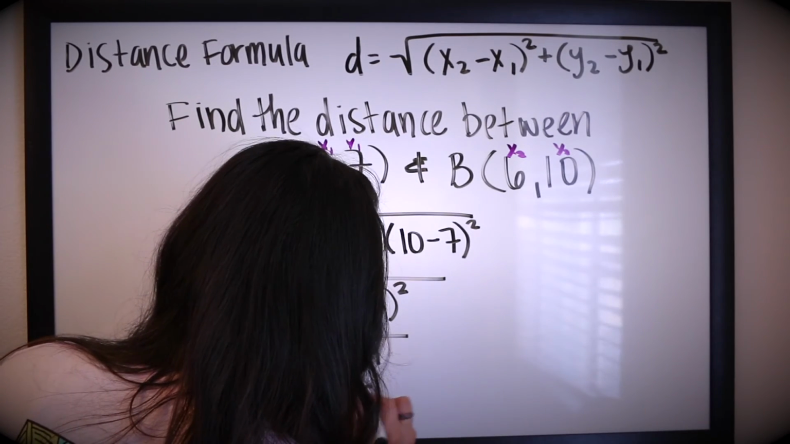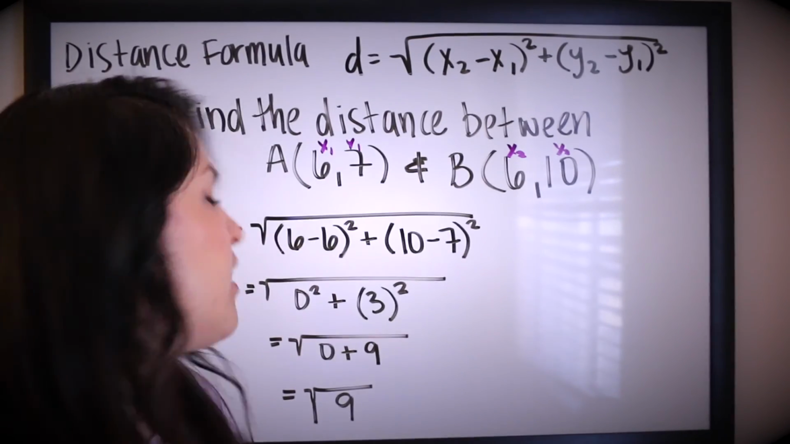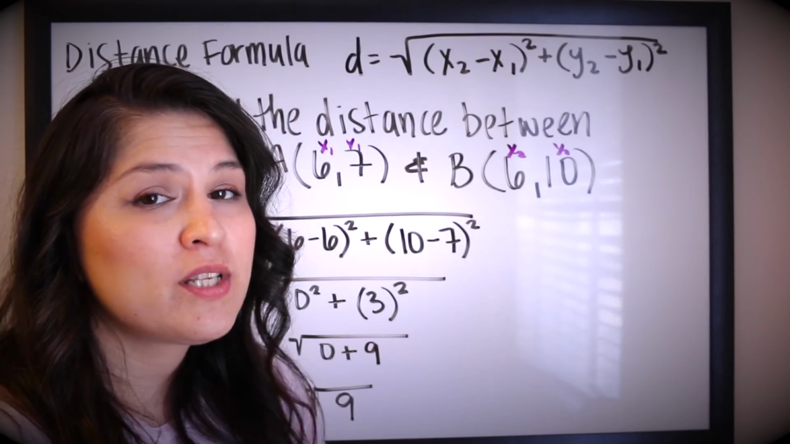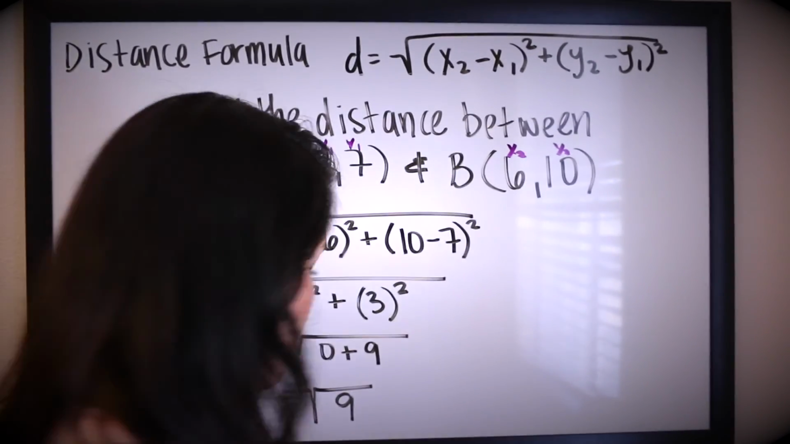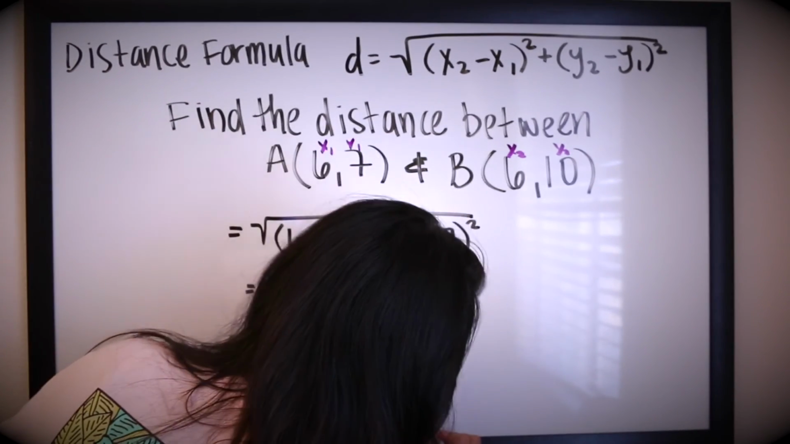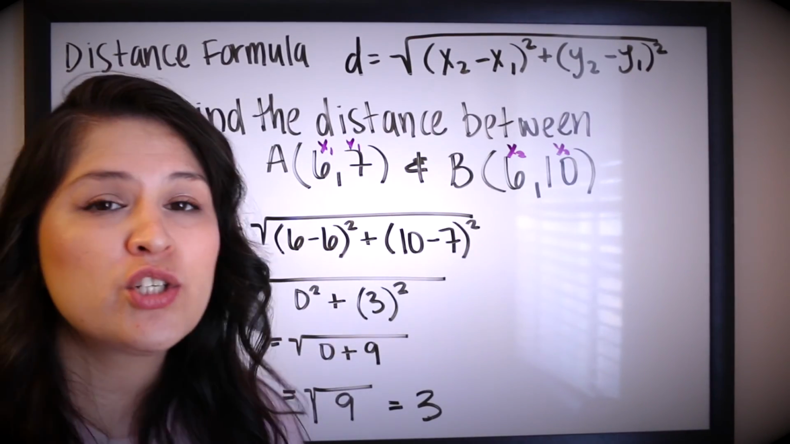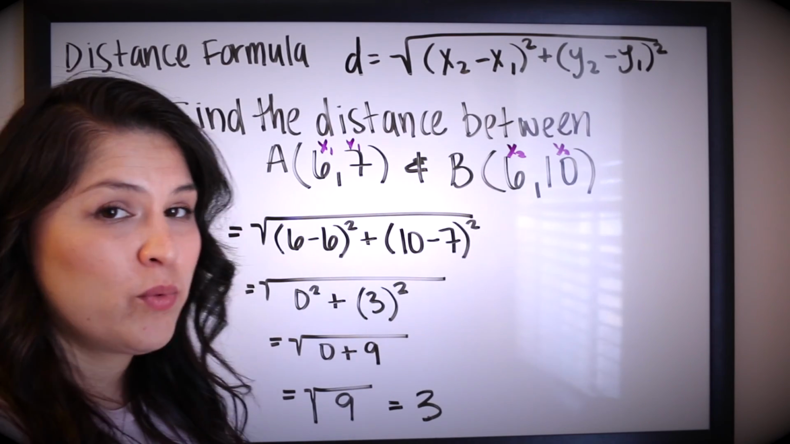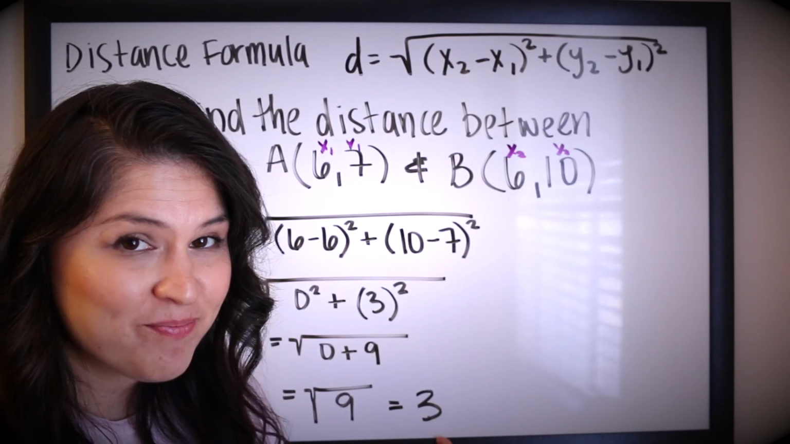Our answer, the square root of 9. Like I said before, sometimes your teachers and your professors will want you to go one step further, which we know that the square root of 9 is 3. So again, just ask your teacher or your professor, do you want us to leave it as a square root, or do you want us to go ahead and take it one step further to simplify?